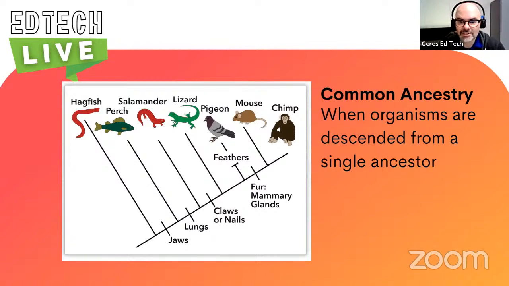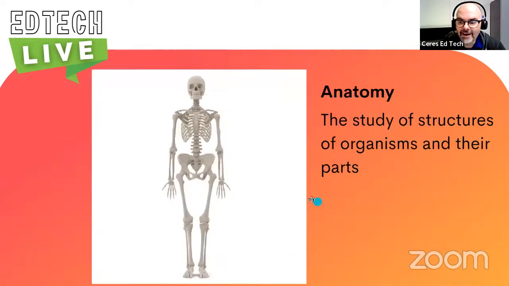And this has been a very, very long history. So obviously these changes have happened over several billion years. But that's what common ancestry means. It means that the organisms are descended from a single ancestor. Okay. And then we also use anatomy to learn about organisms and to learn about evolutionary history. And so anatomy is basically the study of the structure of an organism.